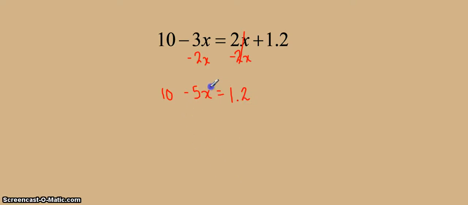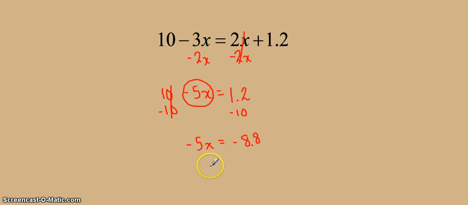So we want to get the x term all alone. So we need to get rid of the constant term positive 10. The opposite of a positive 10 is negative 10. So this makes 0, and we're left with negative 5x. 1.2 subtract 10 is negative 8.8.